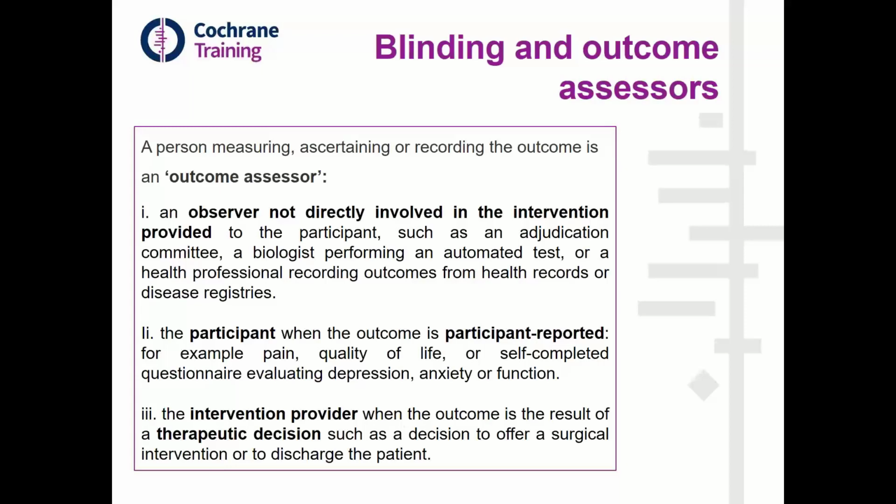So it's very central when we assess risk of bias using ROB2 that we're aware of which function, which person, we are talking about as the outcome assessor. In many cases, it'll be an observer. In also many cases, it'll be the patient, and sometimes it will be the intervention provider.